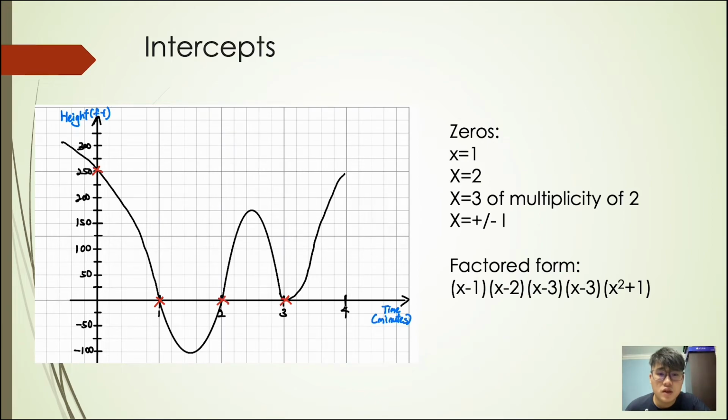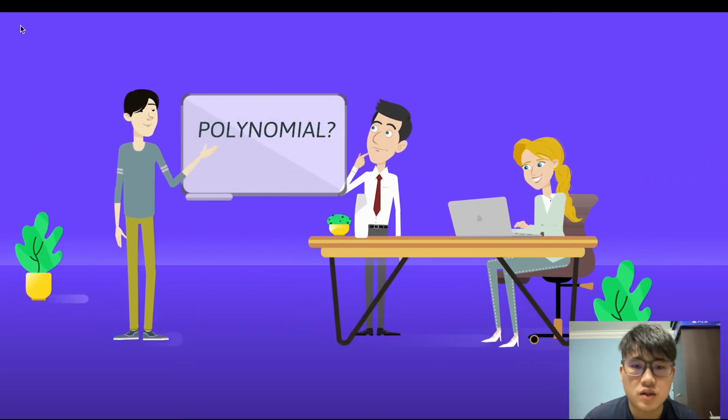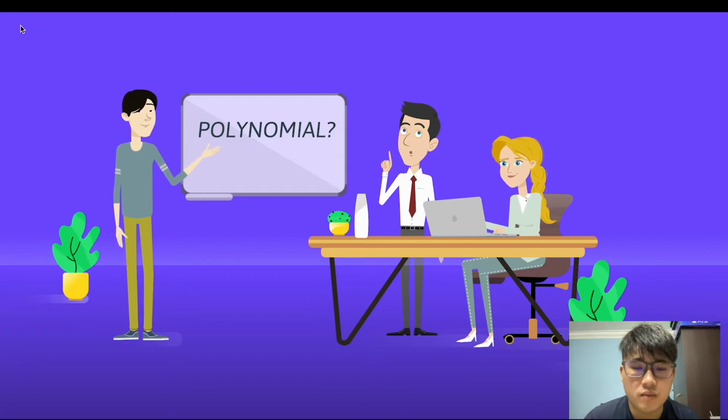Next, Mr. Chong finds the intercepts of the roller coaster graph and also the factor form of his graph. The factor form found is (x minus 1) times (x minus 2) times (x minus 3) times (x squared plus 1). After that, Mr. Chong and his team were thinking of using a polynomial to approximate their graph function.